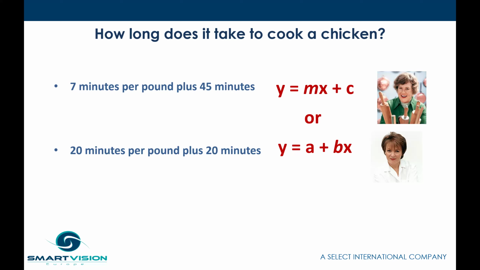So whenever you run a linear regression, it's going to give you effectively the 20 minutes per pound, that's the coefficient, and it's going to give you a constant.